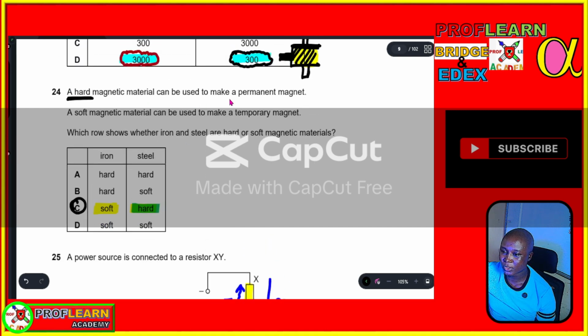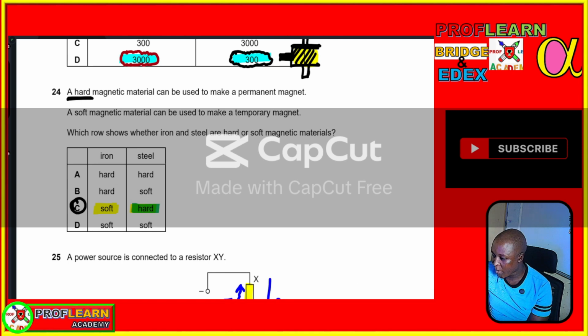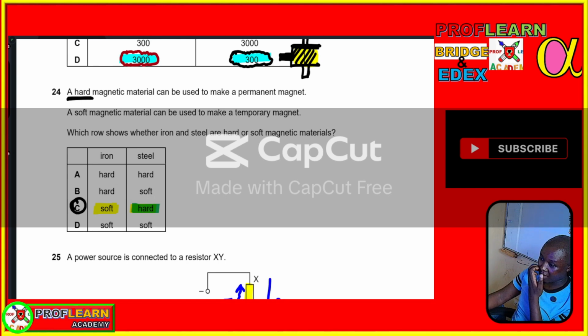Hard magnetic materials can be used to make permanent magnets. So let me now check. We are together. I believe we are together up to that point. Let me just check if we have left any message in the comment section.